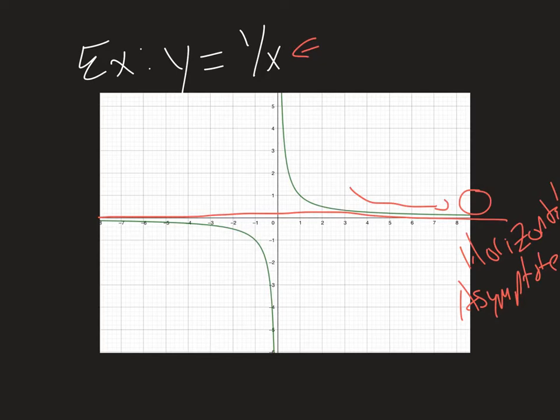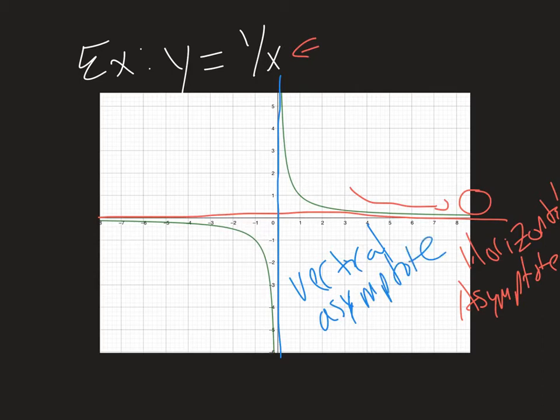So we may also notice that there's a vertical version of this. There's a vertical asymptote, and that happens because if I allowed x to be 0, it would result in an undefined value. So if we think about x getting closer and closer to 0, when x is a half, y is 2. When it's a third, it's 3, so on and so forth.